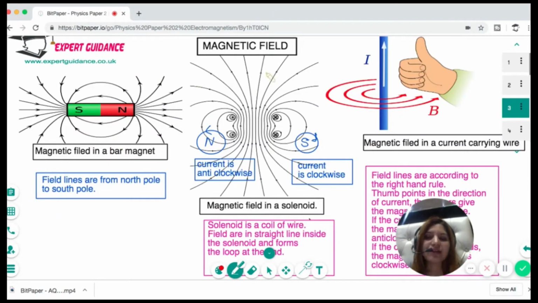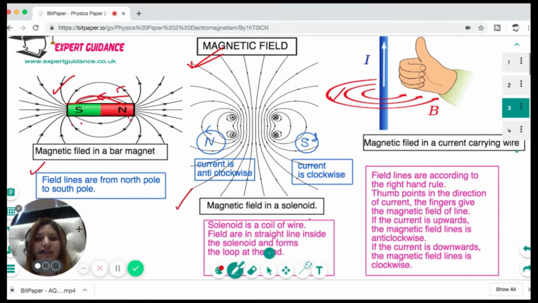Now, around a magnet, there is a specific area where we can feel the magnetic force, and that area is the magnetic field. You should be able to draw a magnetic field across a bar magnet, across a solenoid, and across a current carrying conductor. If there's a bar magnet, it has two poles, north and south, and the field line starts from the north and goes towards the south. So you'll be drawing the circles and making the arrows from north to south.